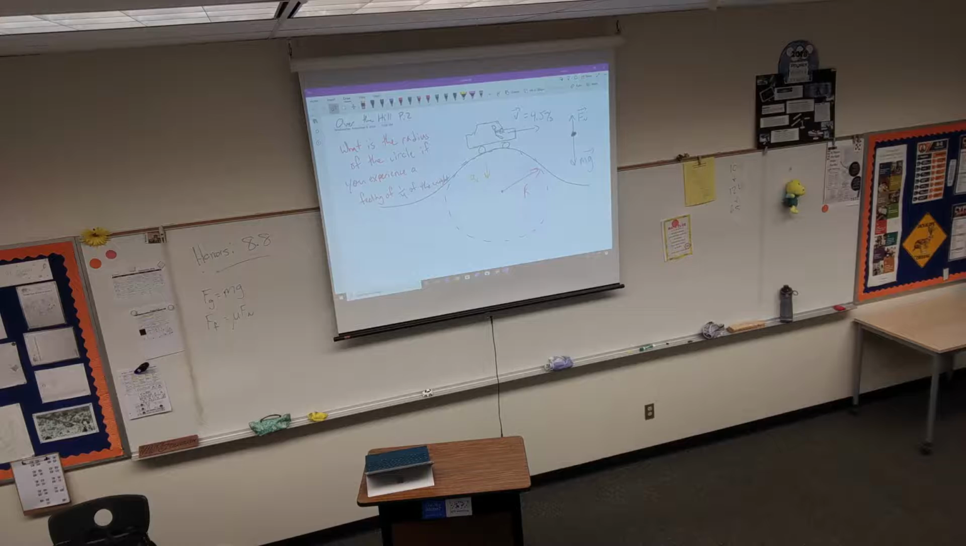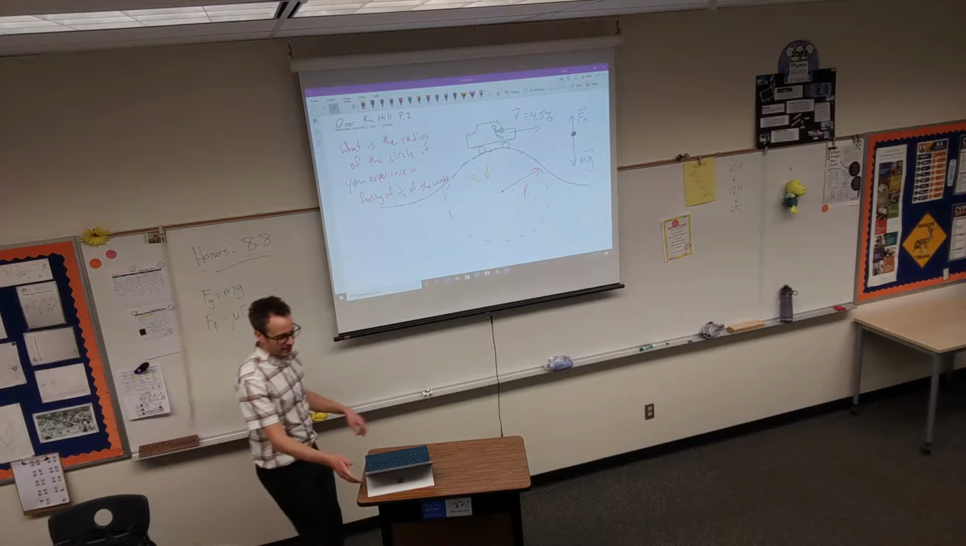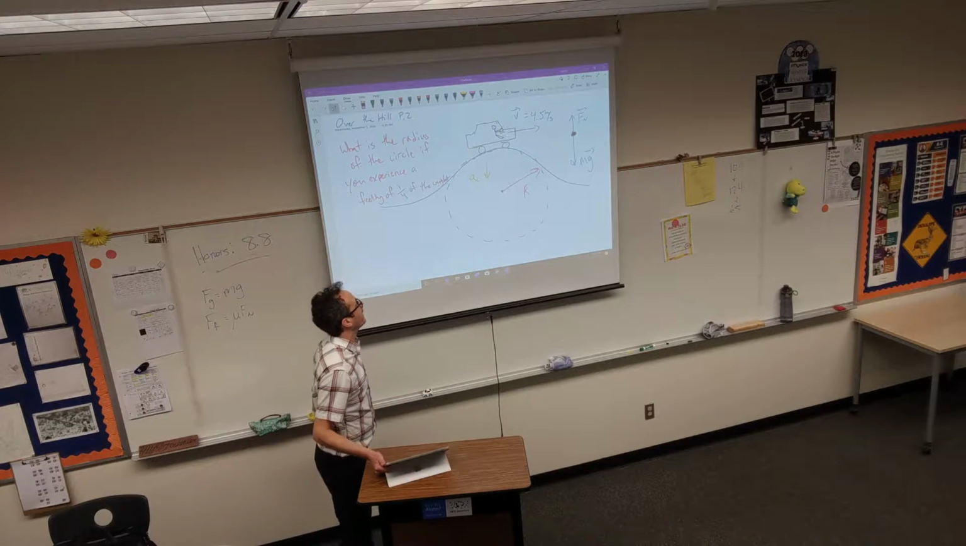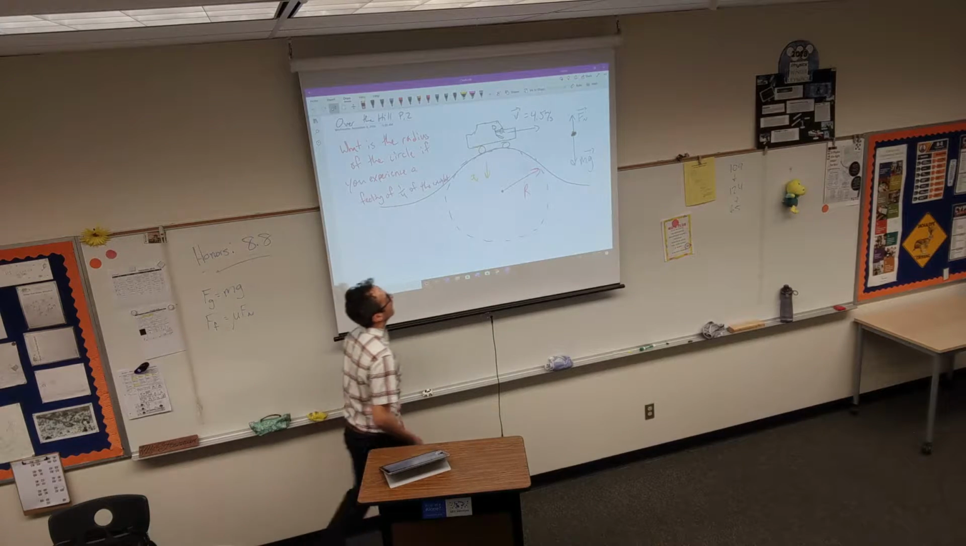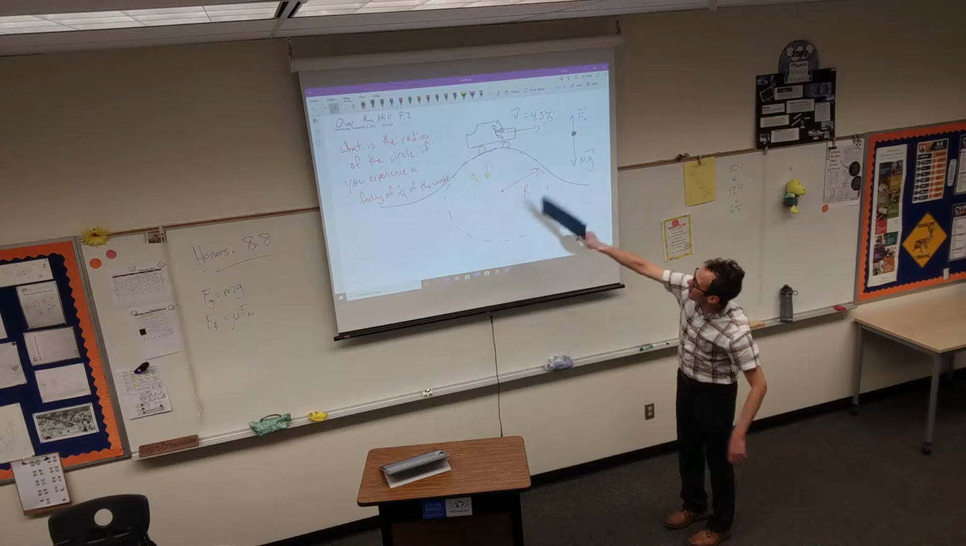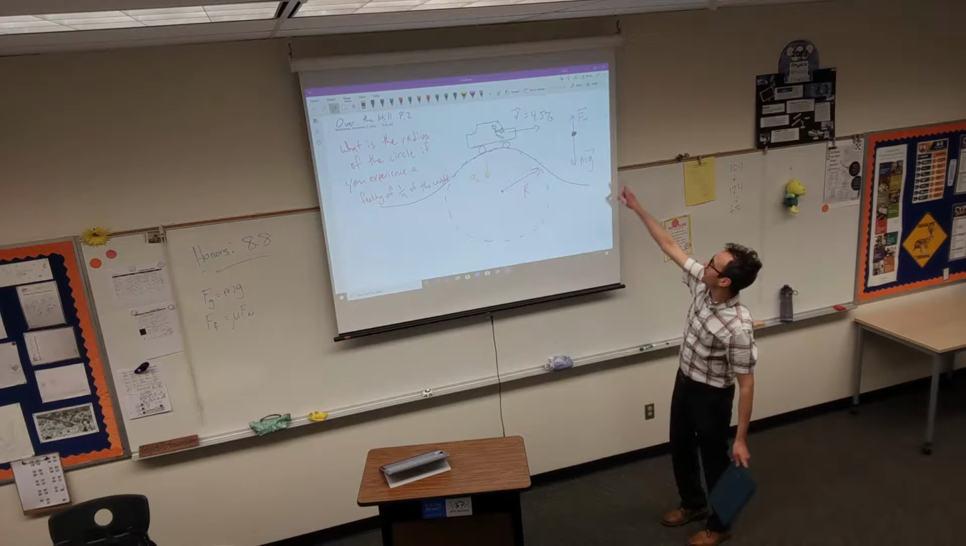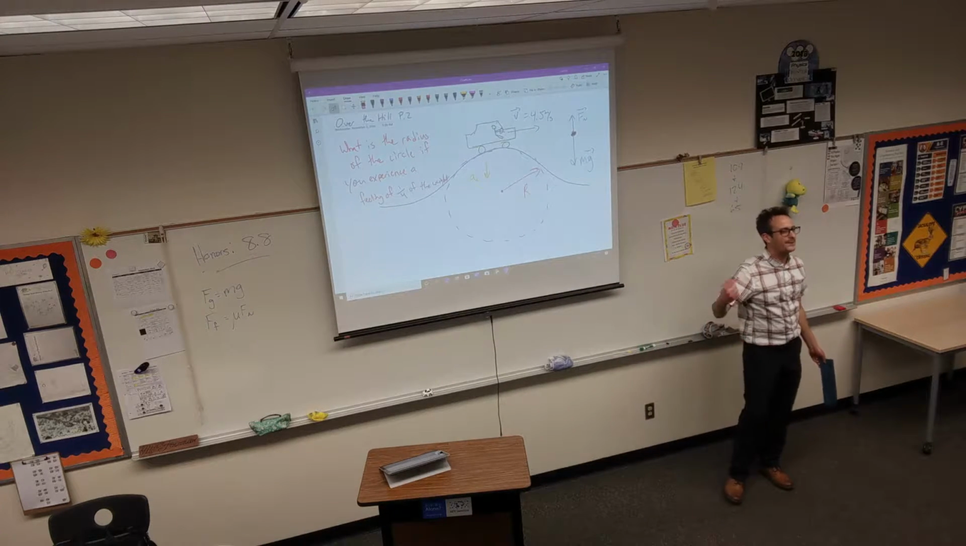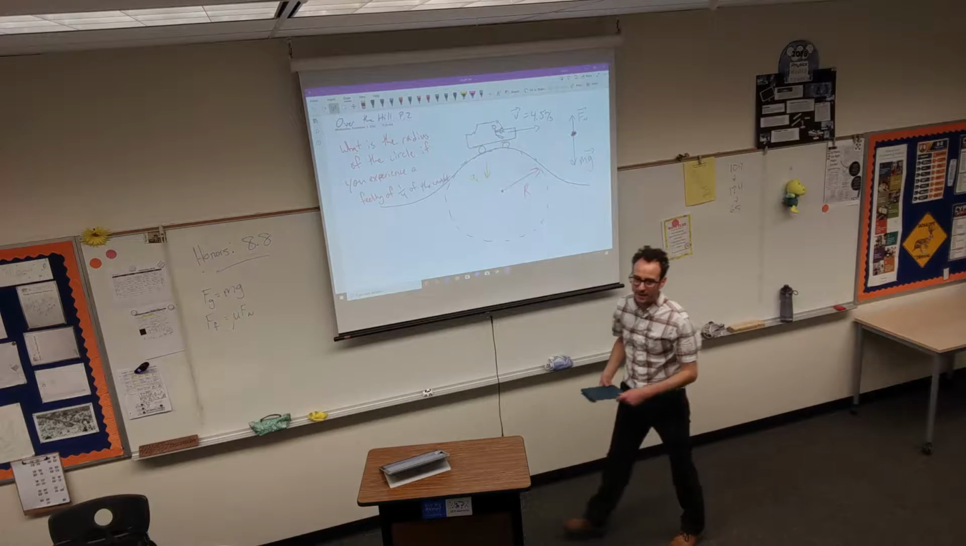All right. So we got a little bit of time to do this one the other day. We drew the forces, right? So going over the hill here, we can model this as a circle. And then we said the normal force was going to be pointing up on you, and then your weight was going to be pointing down on you.